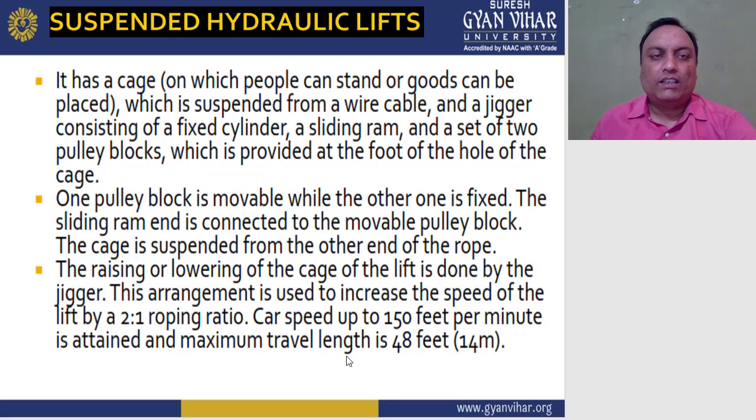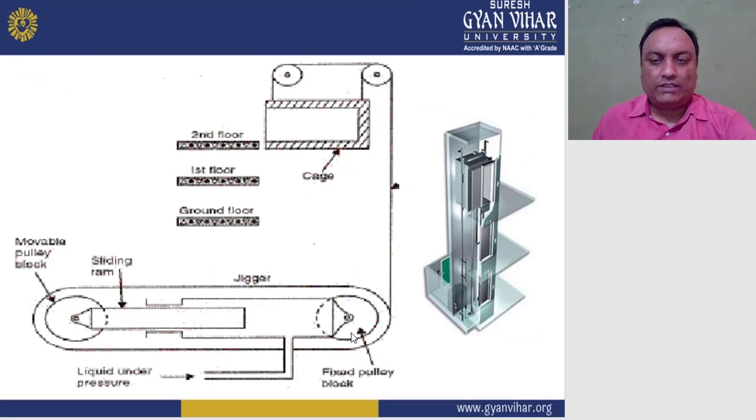And the second lift is here, the suspended hydraulic lift. It has a cage. So this is the case of the suspended hydraulic lift. In this hydraulic lift, this is the ground floor, first floor, and the second floor. Here one piston cylinder is here, where the piston is reciprocated. In this piston cylinder, one rope is connected, and this rope is connected to the movable pulley block. So here is the sliding ram.